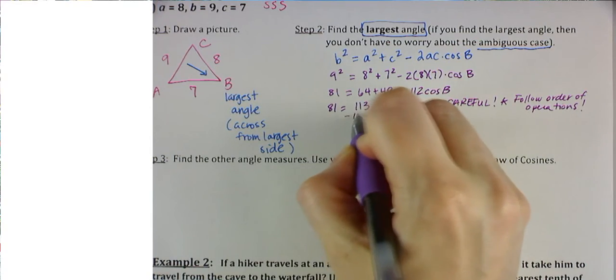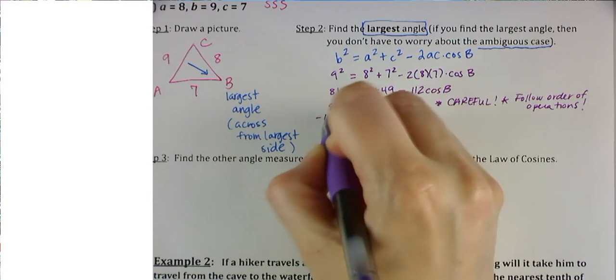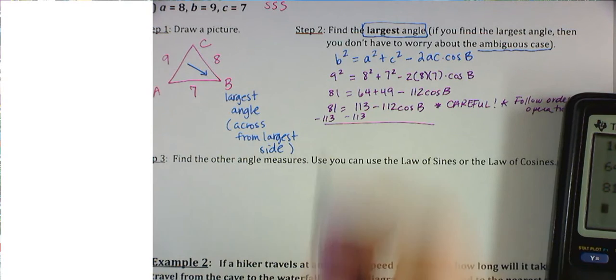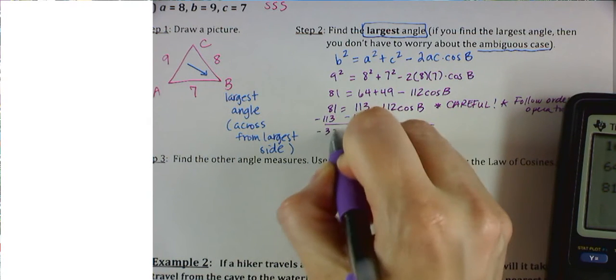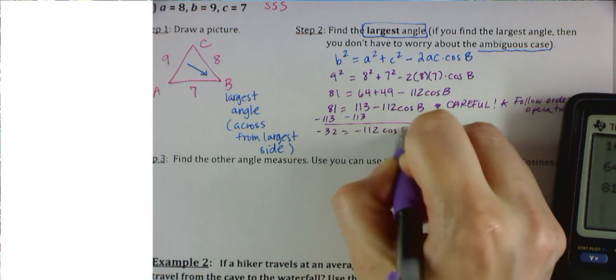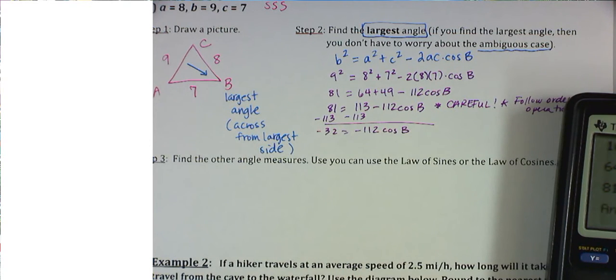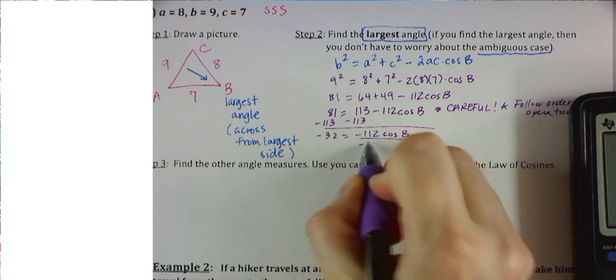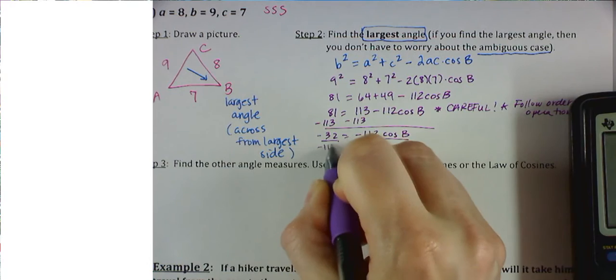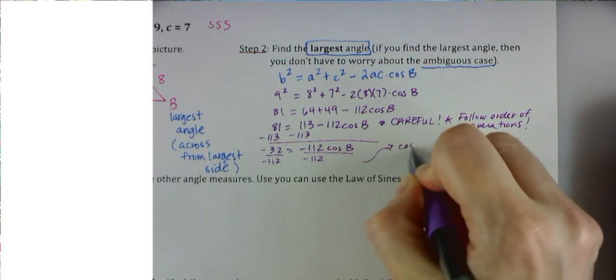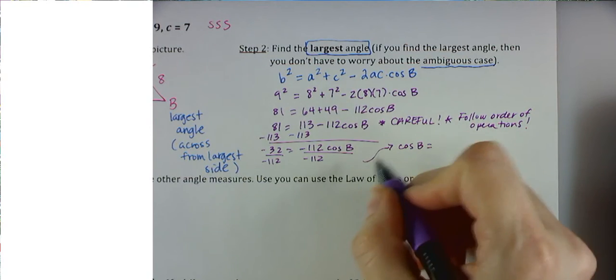So 81 minus 113 equals negative 32. And that's good that it's negative because you do have the negative in front here. And then we're going to divide that by negative 112. Now again, you don't want to round this off yet. In fact, I'm going to just leave it. A negative divided by a negative is a positive.